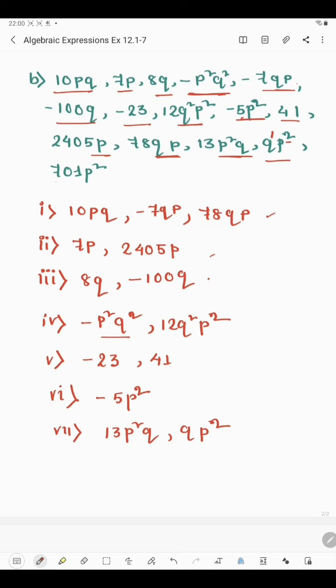And the last term is 701 p square, which means we will have to search for the p square term. So here is the p square term. So we will put the last term with minus 5p square. Okay. So this was all about question number 7. Now coming to the next exercise.